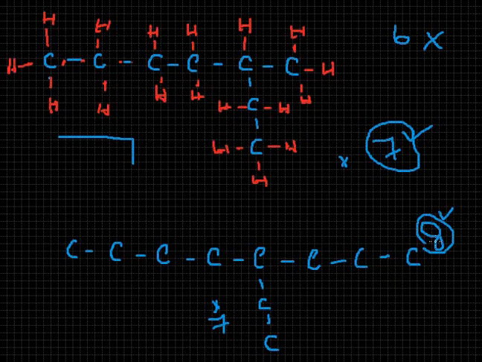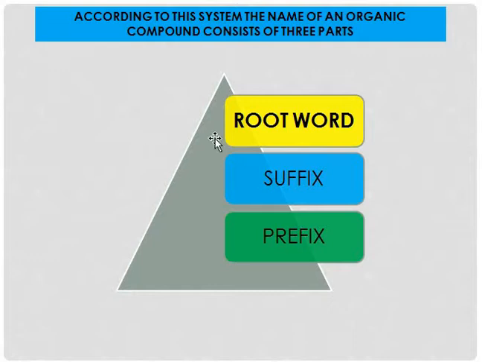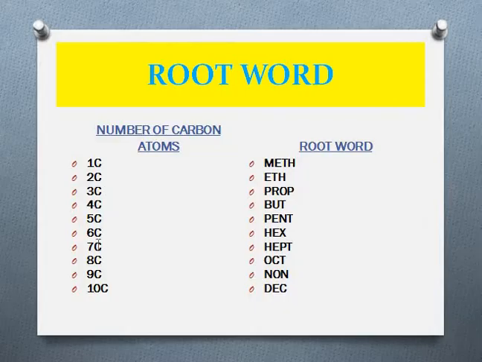Now let's look at the word root. According to the IUPAC system, we must write first the word root. So what is the word root? We have 7 and 8 carbon atoms. Now if it is 7, so what you are going to write here? Hept. This we are going to write here, hept. And if it is 8, we are going to write here oct.